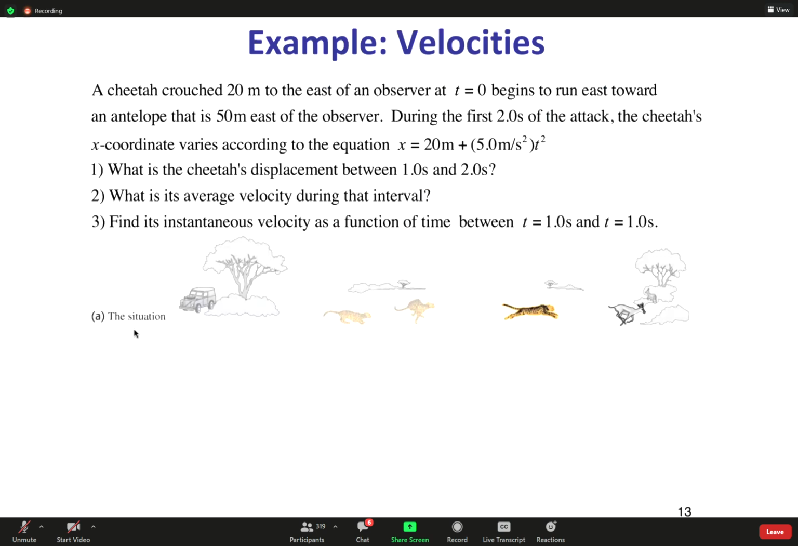So what we have is a cheetah that is going to be running towards an antelope. The cheetah is 20 meters east of the observer. The antelope is 50 meters to the east of the observer. And we know in the first 2 seconds of the attack, the cheetah is going to obey this equation for its position. We want to do 3 things. We want to determine the cheetah's displacement, average velocity, and instantaneous velocity.